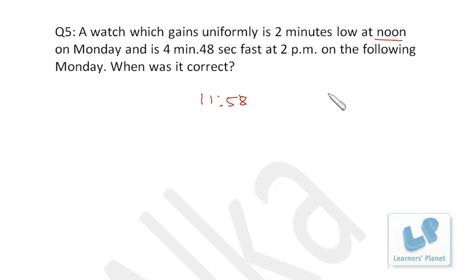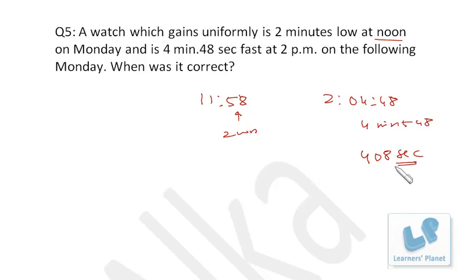And on the next Monday, instead of 2 o'clock, it is showing 4 minutes 48 seconds past 2 o'clock. So here it is 2 minutes slow, and here it is 4 minutes 48 seconds fast. So in all it is gaining 4 plus 2, 6 minutes and 48 seconds. 6 minutes means 360 seconds, 360 plus 48, 408 seconds it is gaining, right?